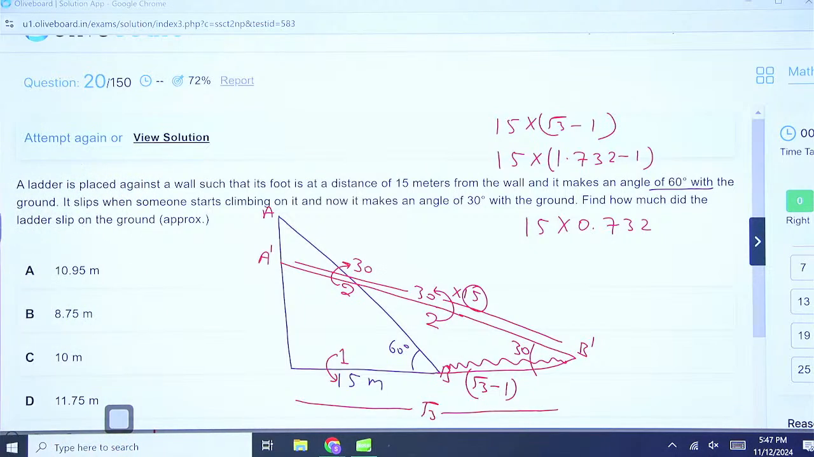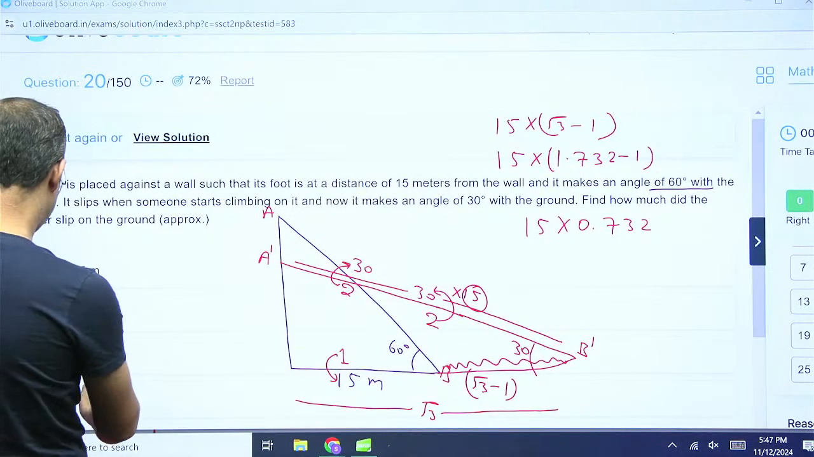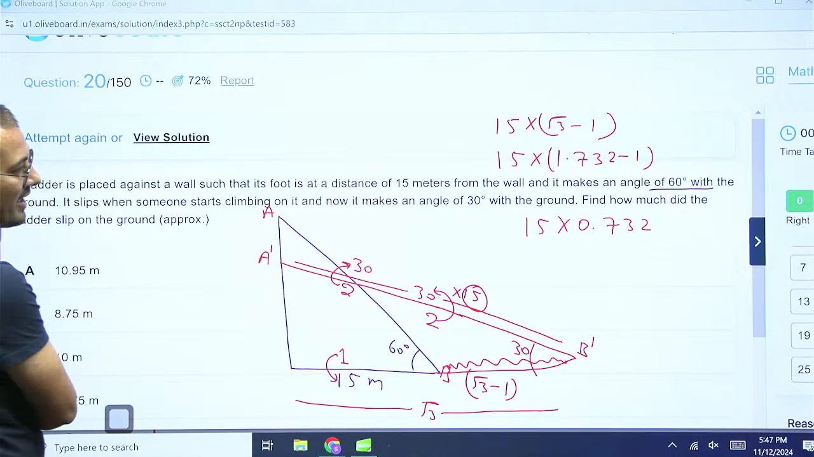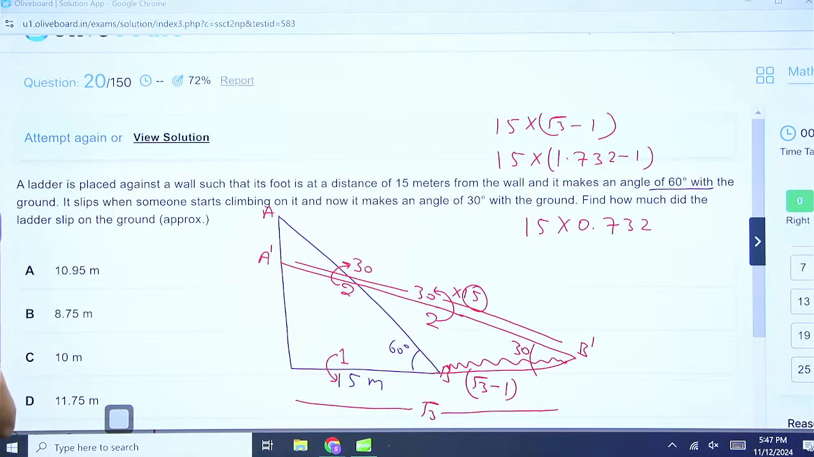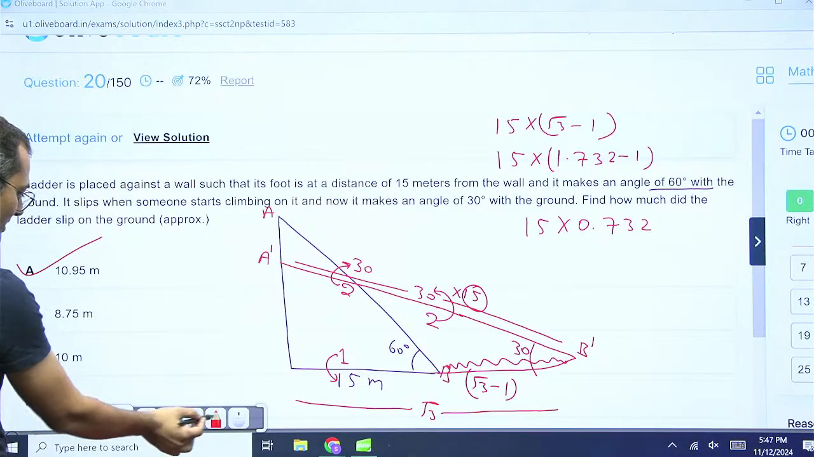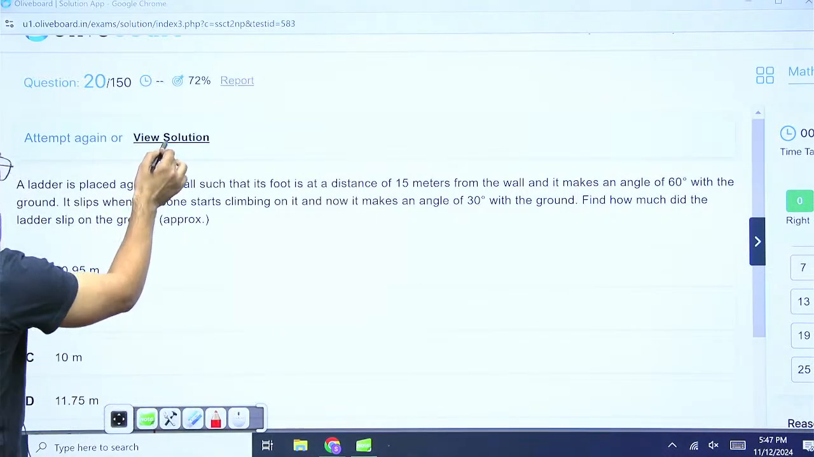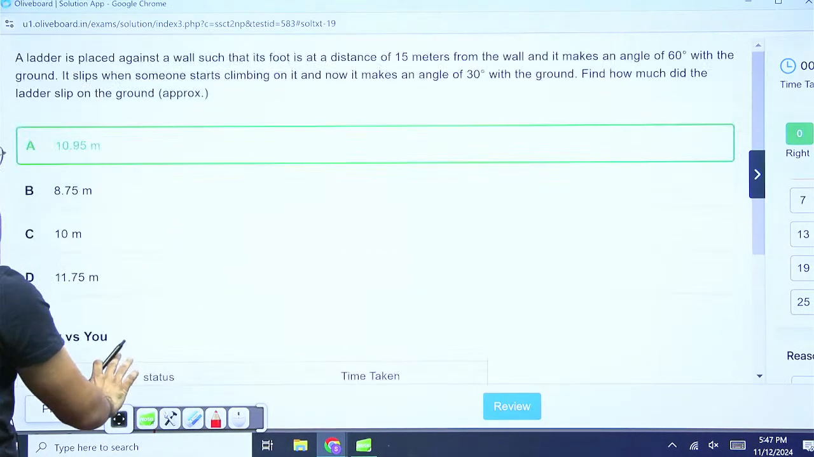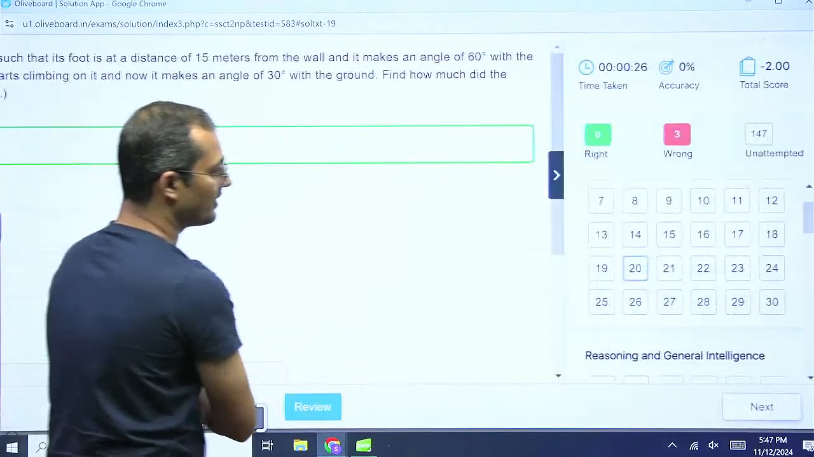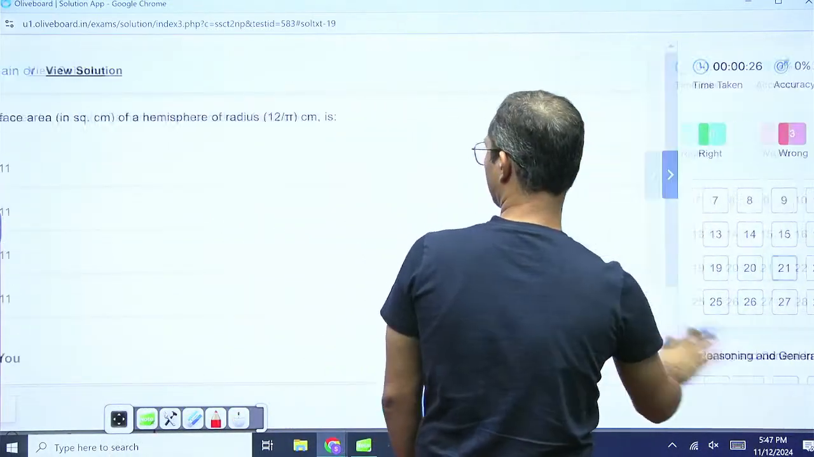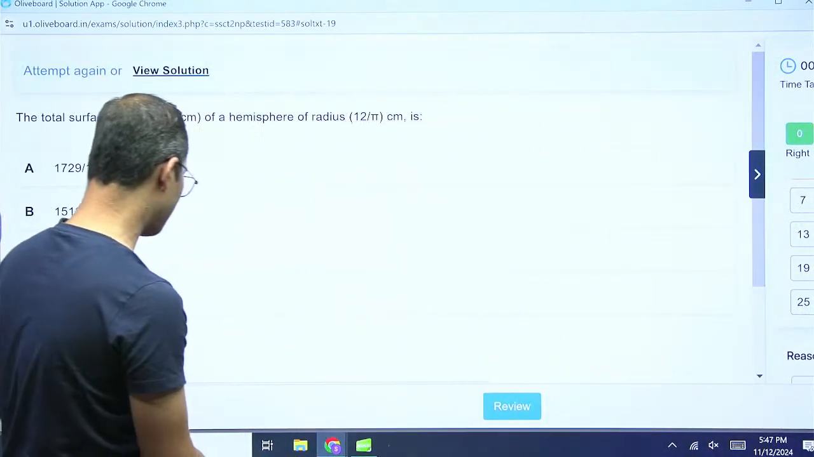Now tell me what is the answer. Just calculate it, right? So I think 10.95. So option A is the right answer. Yes, A is the right answer. Okay, so moving to the next question. Tell me what is the answer for this question.